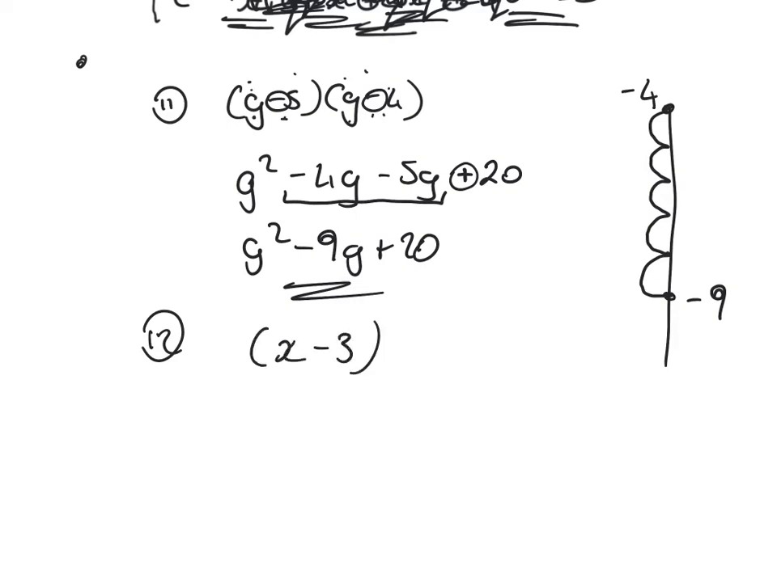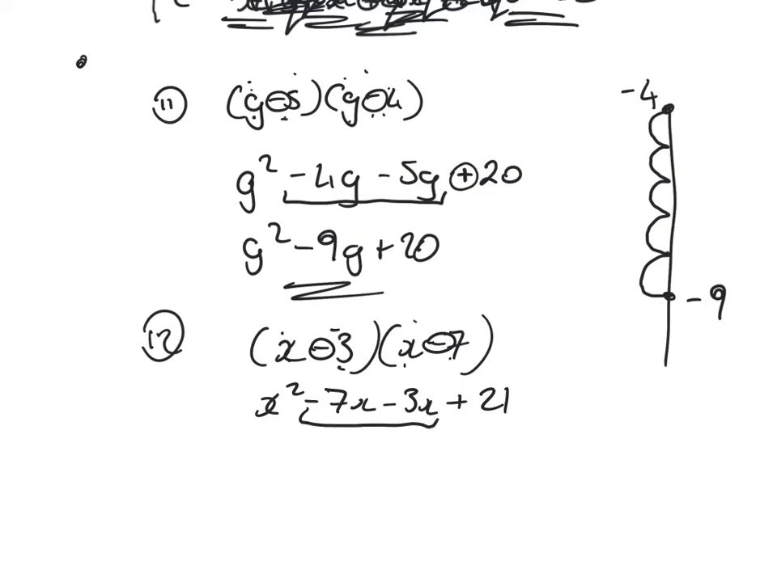(x minus 3)(x minus 7). X times x is x squared. X times minus 7 is minus 7x. Minus 3 times x is minus 3x. Minus 3 times minus 7, well, a negative times a negative will give me a plus 21.